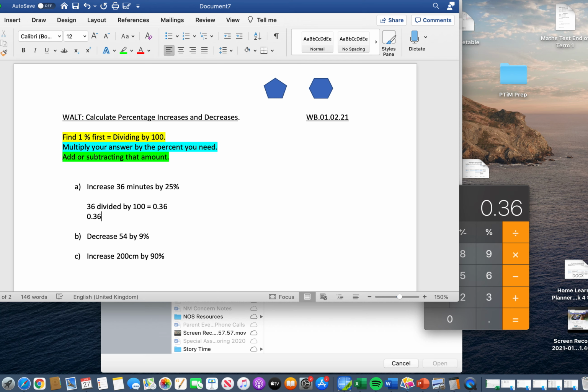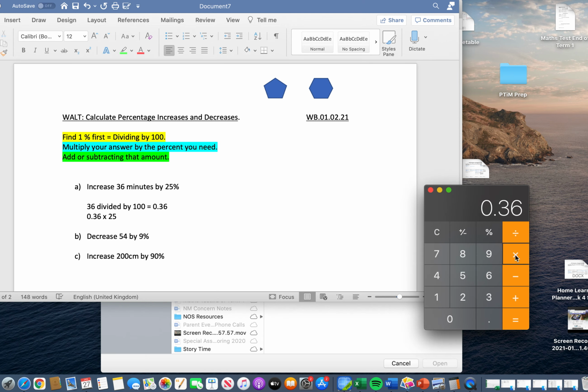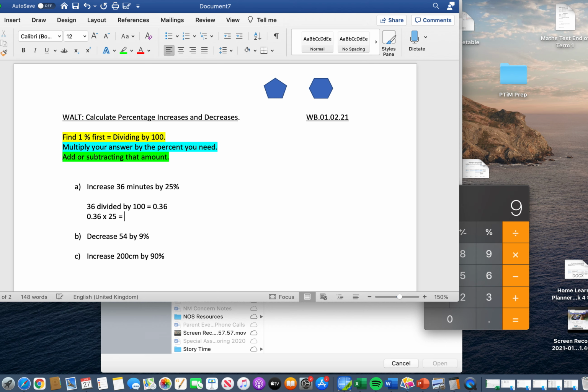But I don't want to know what 1% of 36 is. I need to know what 25% is. So I'm going to multiply that by 25. So 0.36 multiplied by 25, because that's the percentage I need. And then get 9. 0.36 times 25 equals 9.